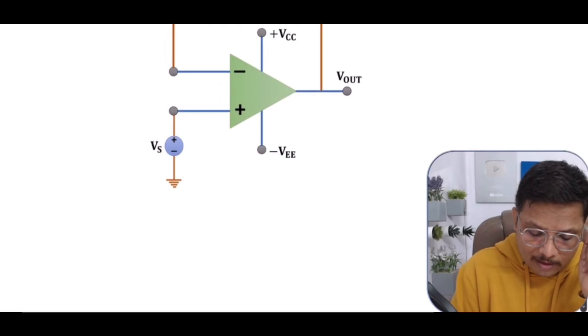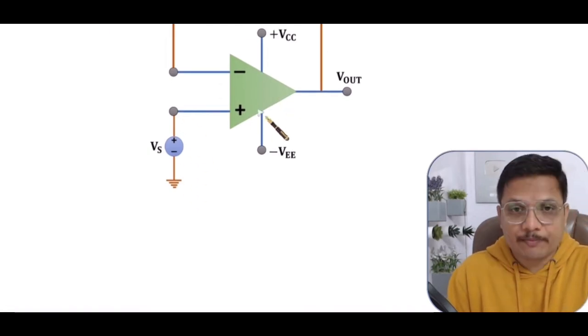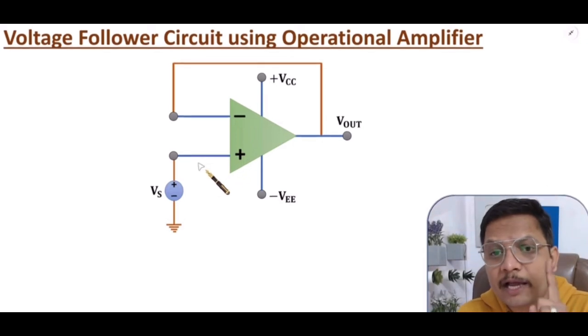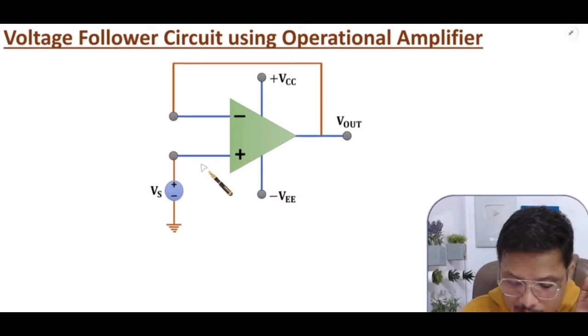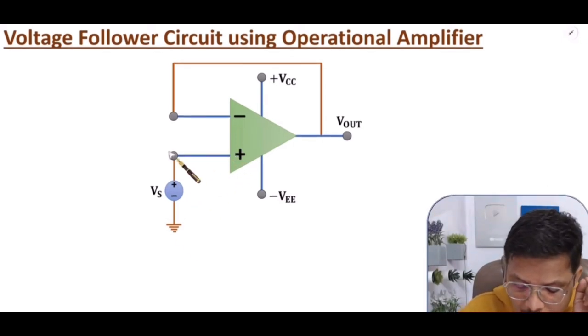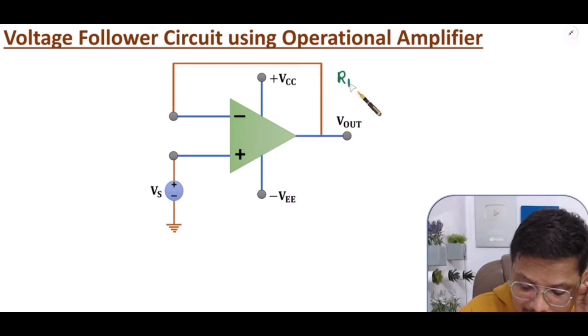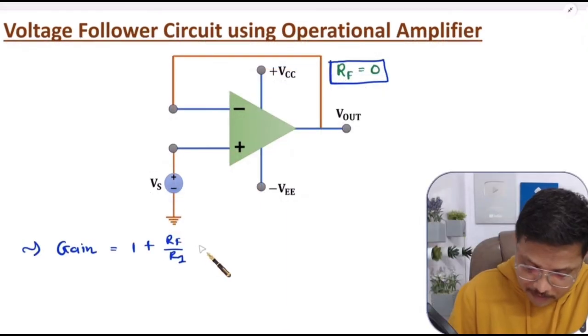See, to have a voltage follower, here I'll be using a non-inverting op-amp. Non-inverting op-amp means input is given at the non-inverting terminal. Non-inverting means plus terminal. And we have negative feedback. With this negative feedback, we have feedback resistance RF equal to 0. So you can say gain is equal to 1.